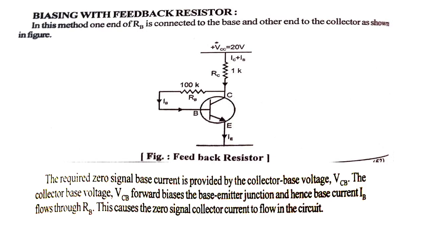In this method, one end of RB is connected to the base and the other end to the collector as shown in the figure. The required zero signal base current is provided by the collector base voltage VCB. The collector base voltage VCB forward biases the base emitter junction, and hence base current IB flows through RB. This causes the zero signal collector current to flow in the circuit.